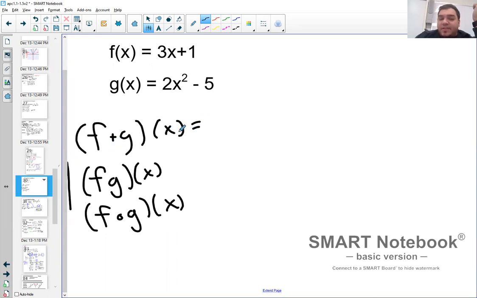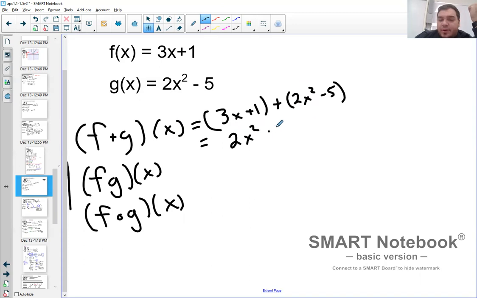For f plus g of x, all I'm going to do is 3x plus 1 plus 2x squared minus 5. You don't necessarily need to put in parentheses, but it helps so you don't make any mistakes, especially when you subtract and you need to distribute. But here's a very quick one: 2x squared plus 3x minus 4.